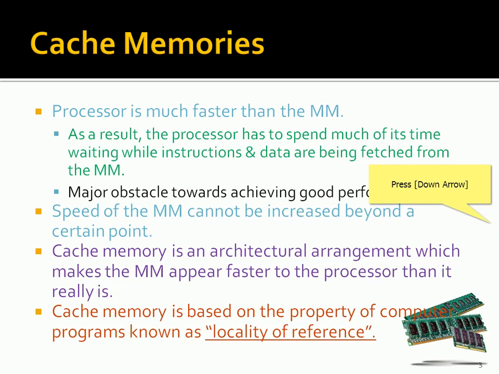Cache memory is based on the property of computer programs known as locality of reference. Locality of reference is the most important thing: where the instructions or data reside, where those are available. If it is available in the cache, well and good. If not, then you have to bring it from the main memory. When you bring it from the main memory, you can give a copy to the cache also, and then to the processor. So that we'll discuss.